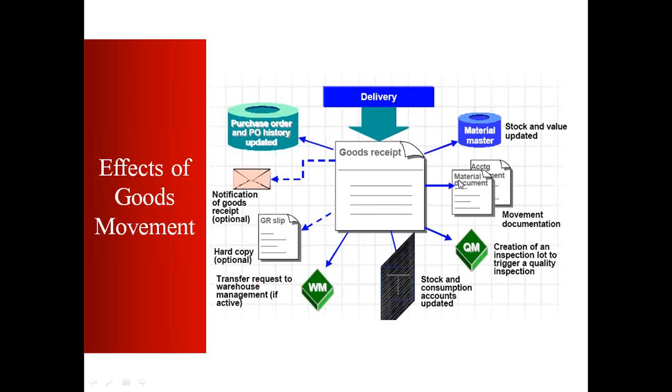A material document will be created, and from the material document, an accounting document will be created. Stock consumption accounts and all the finance accounts will be updated. If your system is connected to warehouse management and quality management, they will be updated as well. Purchase order history will be updated. I'll show you the purchase order history here.